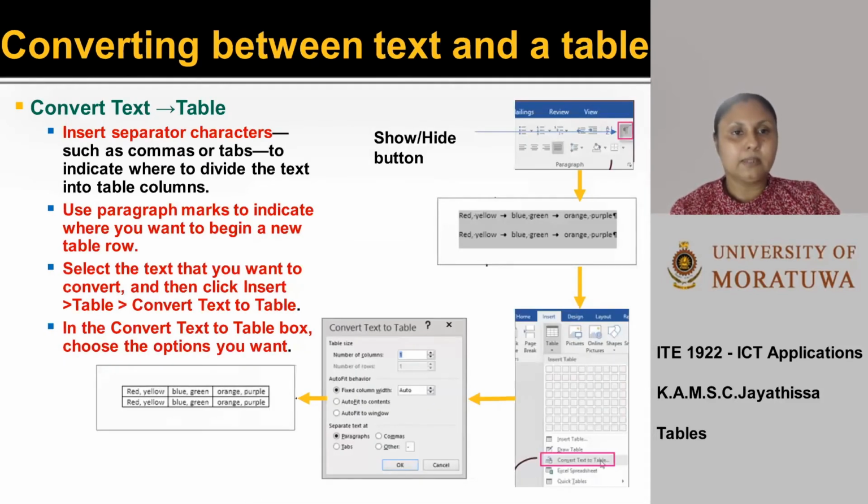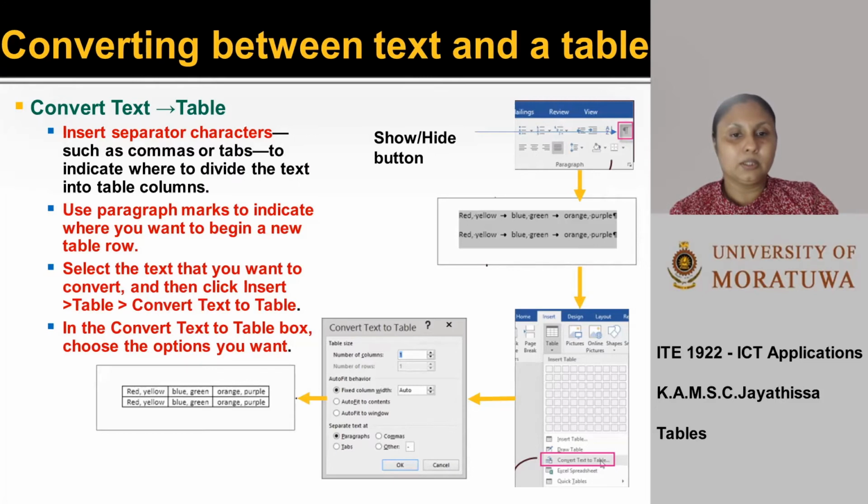Moving to converting between text and a table. Let's talk about converting text to a table. As I showed you here, in the show and hide button, you need to first enable this. This button shows paragraph marks and other hidden format symbols. Then you need to write your text using commas or tabs. Here I have shown you this example.